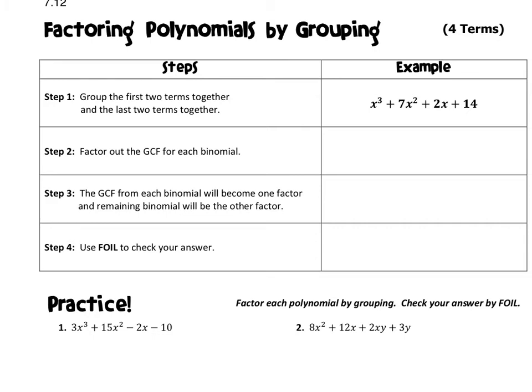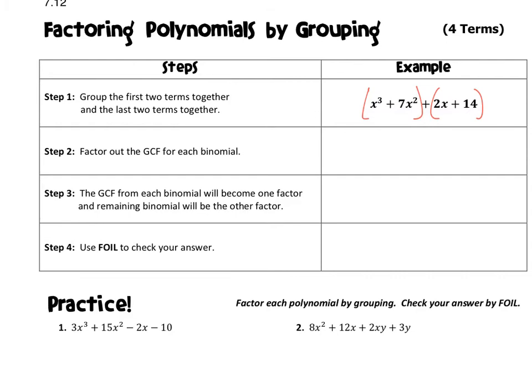If we look at our example over here on the right, we've got x to the third plus 7x squared plus 2x plus 14. And it says group the first 2 terms together and the last 2 terms together. When I group them, I'm just going to put a set of parentheses around them, and I'll say that now they're grouped.